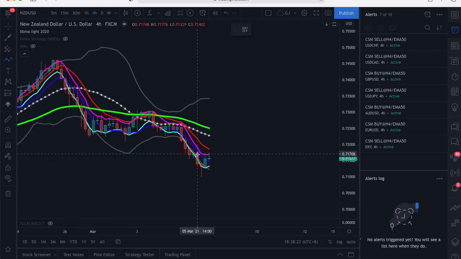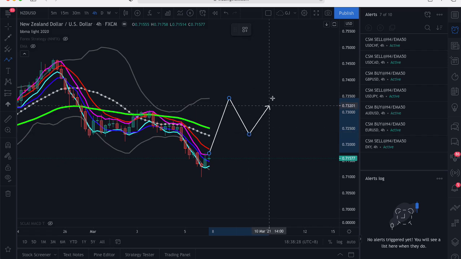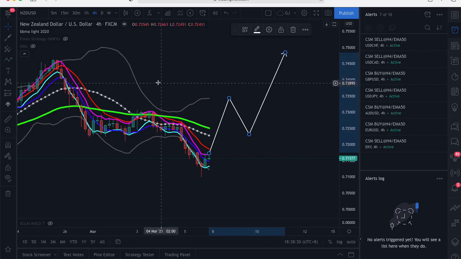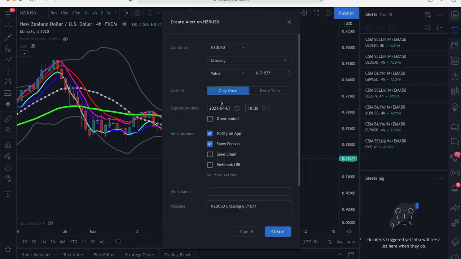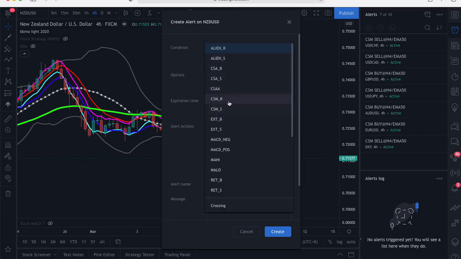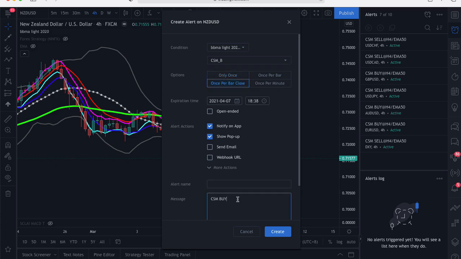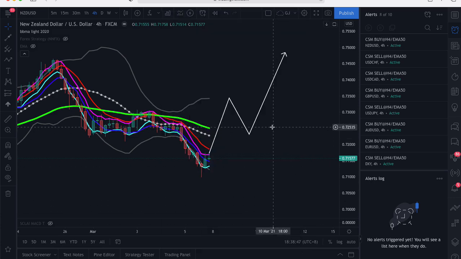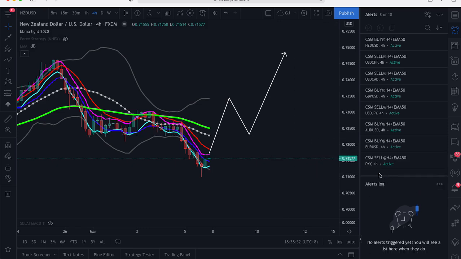On H4 we can see MHV buy, but it's not ready for buy. Wait for it to make a momentum buy, make a pullback, then we take the continuation up. Okay, for that also we need to set alert CSM buy at H4, and we want to see it's above EMA 50. Okay, so that's it for our trading analysis this week.